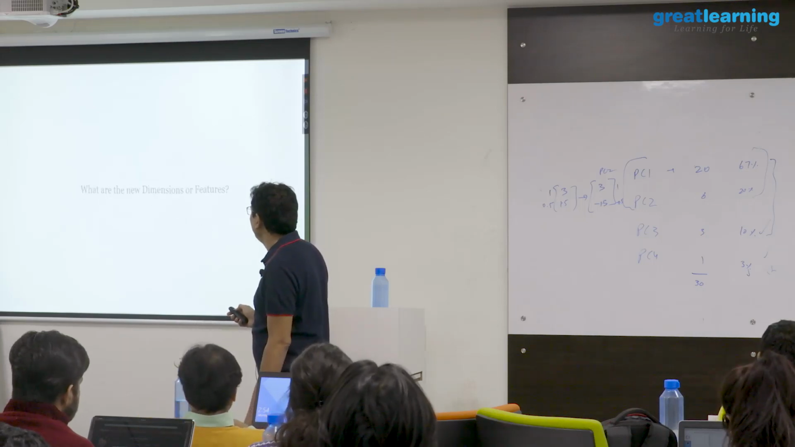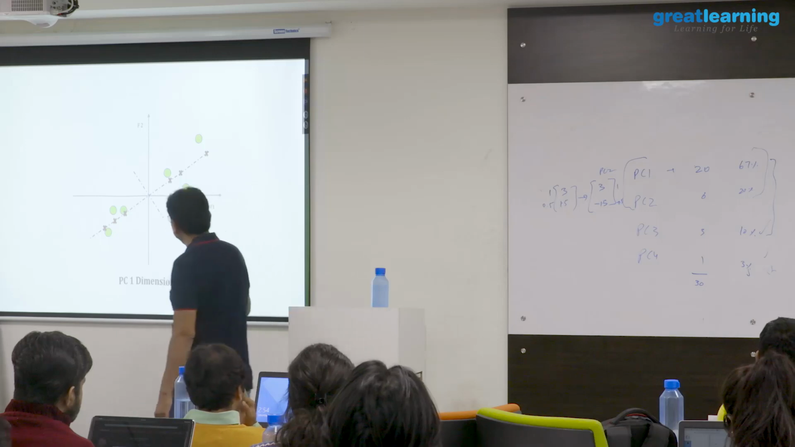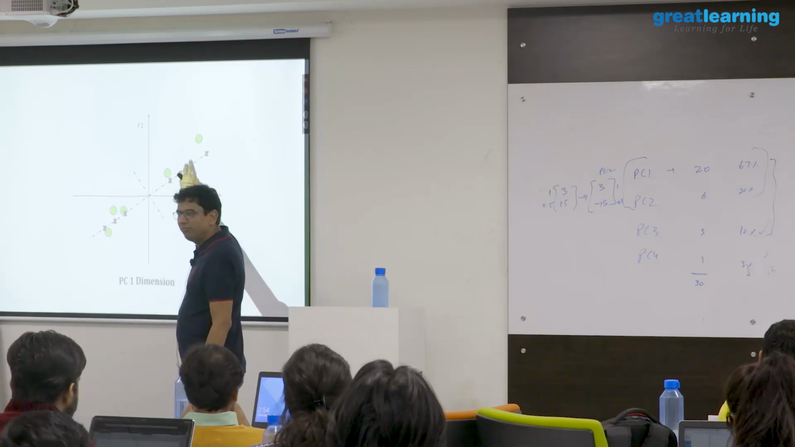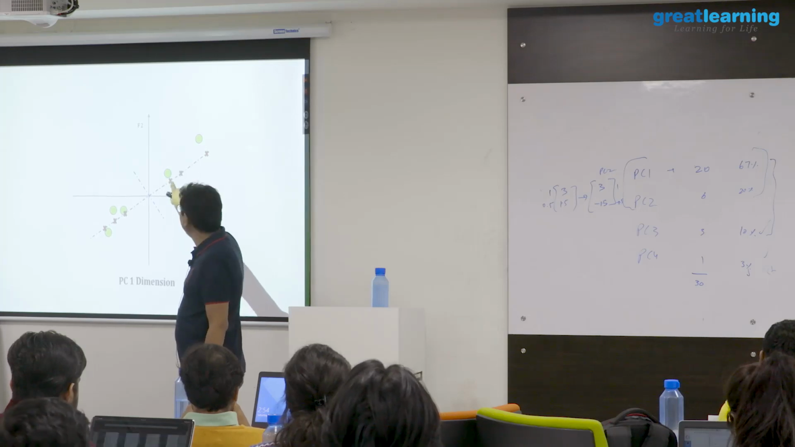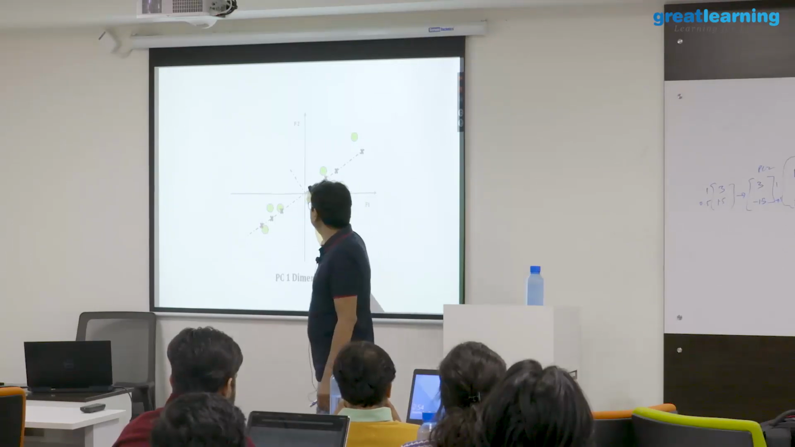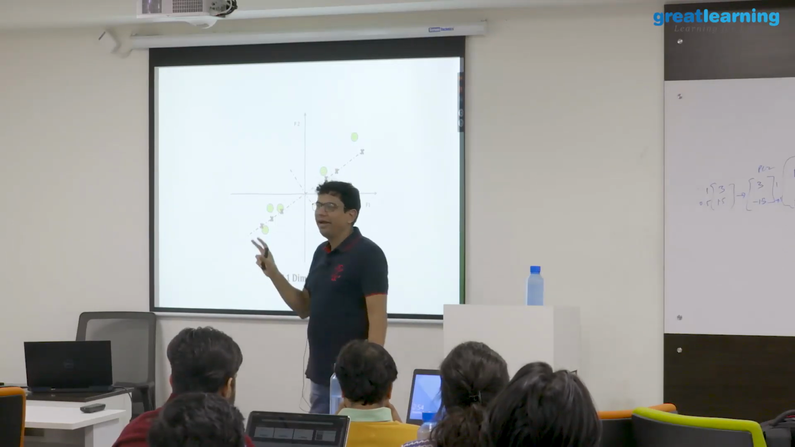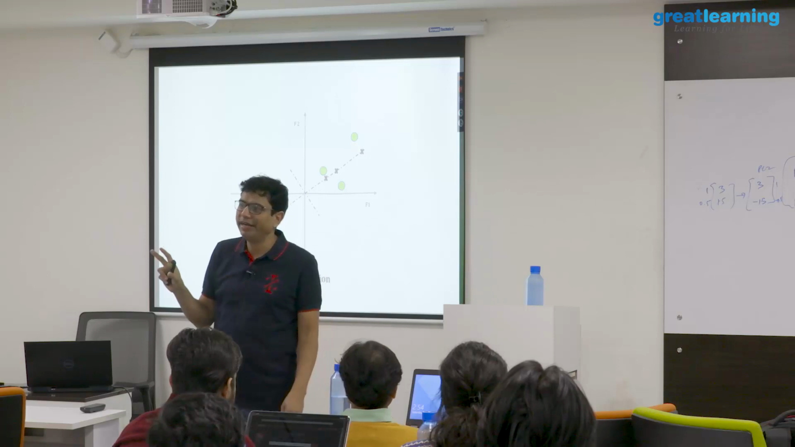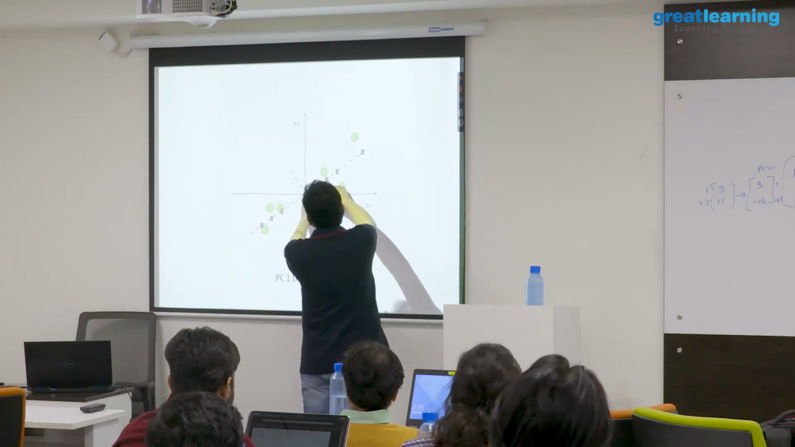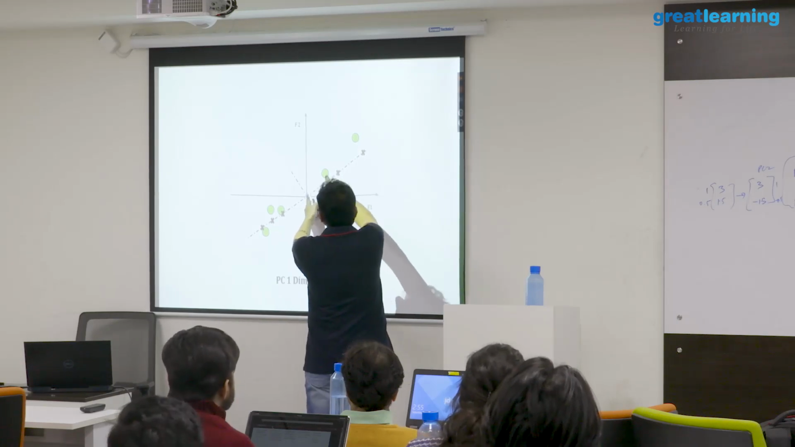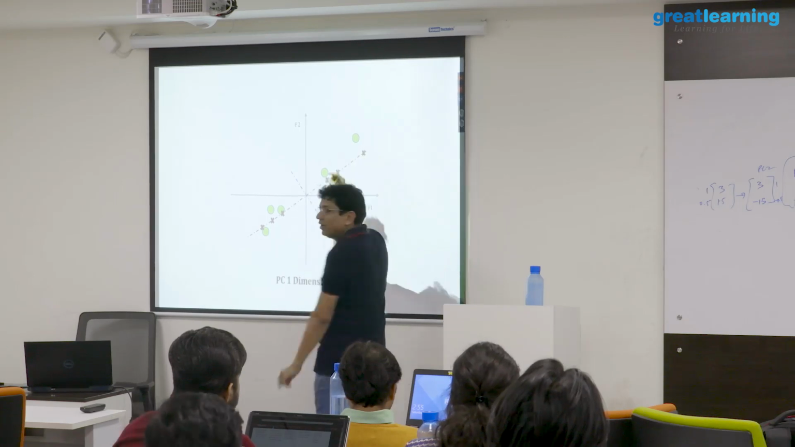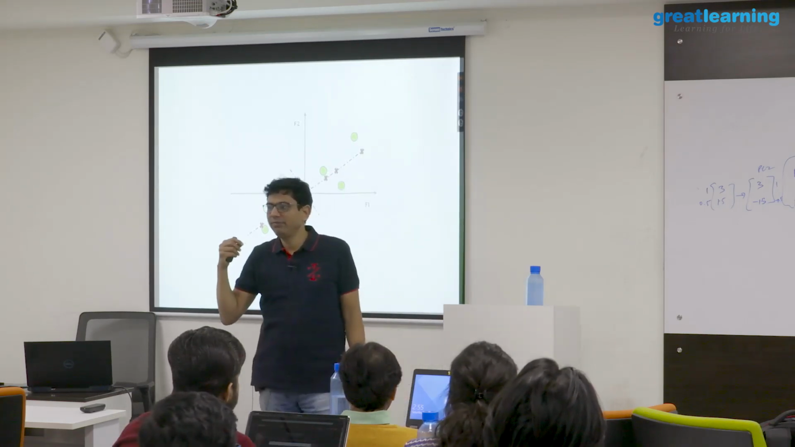Let's look at that. For PC1 I project, so I get these values. These distances are nothing but the PC1 for me, for the new data. For the existing data, I get PC1. This is my PC1 for the first data point, this is my PC1 for the second data point, this is my PC1 for the third data point.